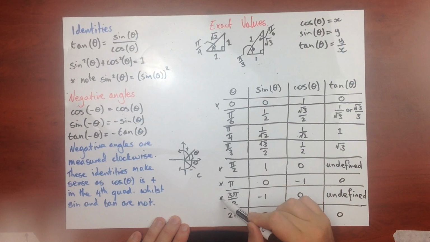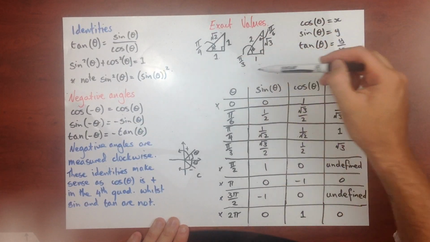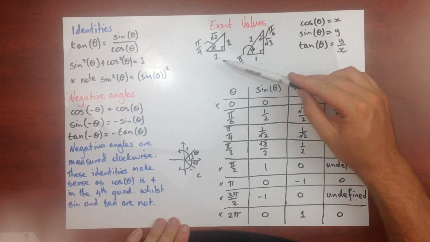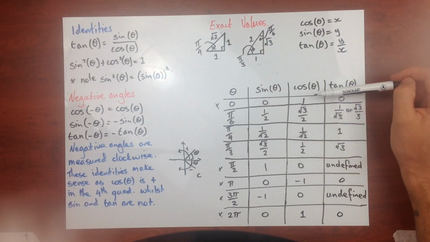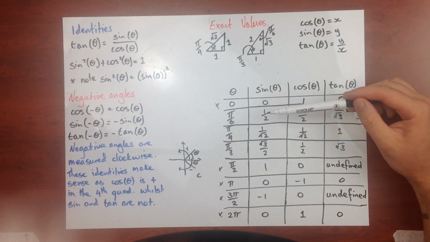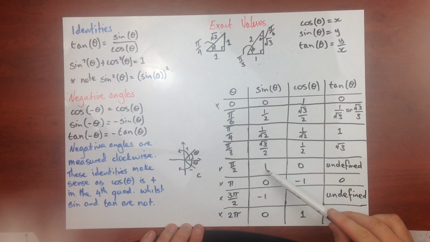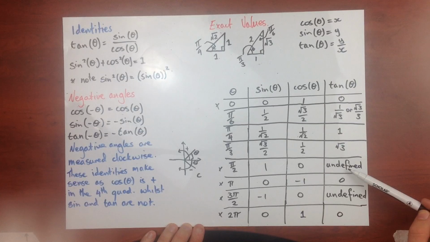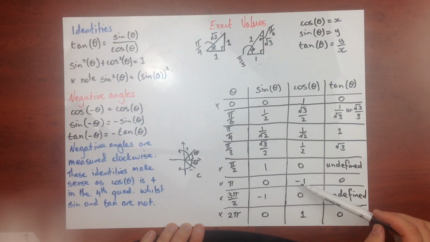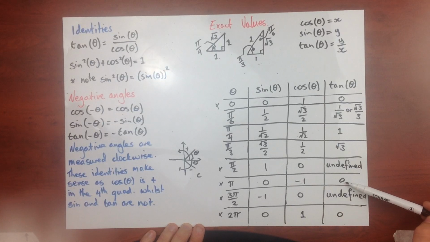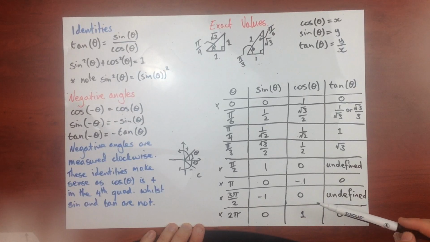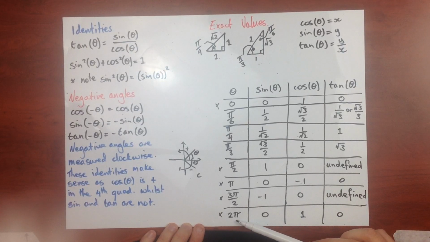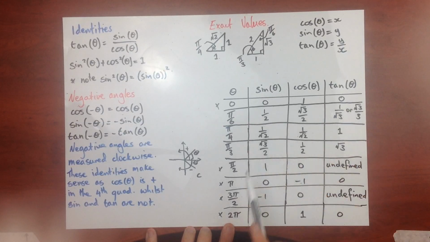These other special cases aren't in our exact values. We can't find them from our exact value triangles, so we need to know these as well. For an angle of 0, sine is 0, cos is 1, tan is 0. For pi on 2, sine is 1, cos is 0, tan is undefined. For pi, sine is 0, cos is negative 1, and tan is 0. For 3 pi on 2, sine is negative 1, cos is 0, tan is undefined. And for 2 pi, we get back to what we had at the start: sine is 0, cos is 1, tan is 0.